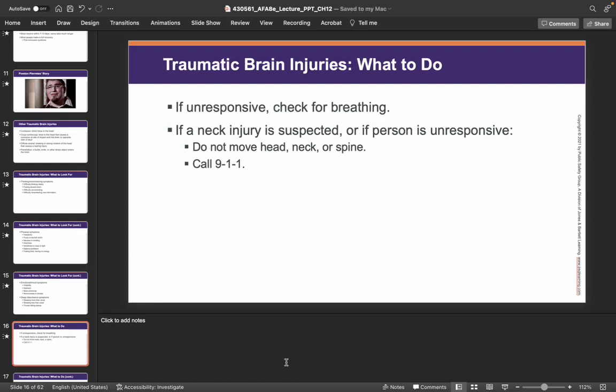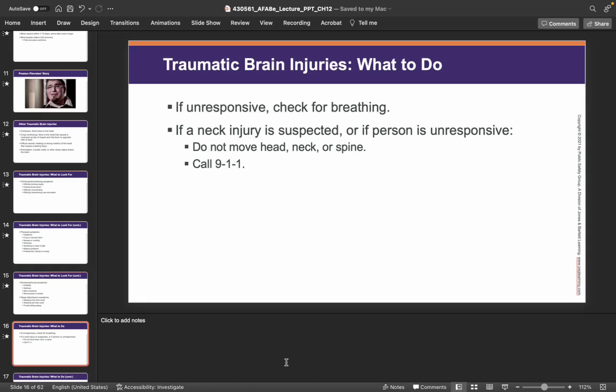Okay, so again, we don't really treat these, at least immediately, any different than we would anything else. If they're unresponsive, unconscious, those kinds of things, we're going to treat it like normal, check for breathing, and move to CPR and those things if necessary. Anytime you have a head injury, you must suspect that they have a neck injury, and that has to be ruled out before you can move them.